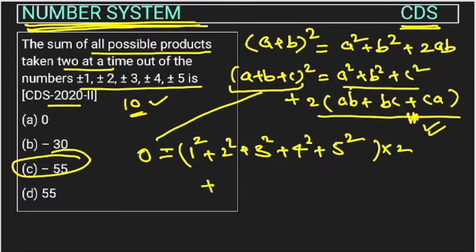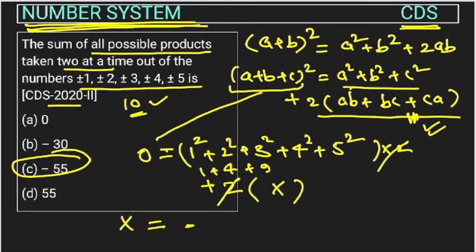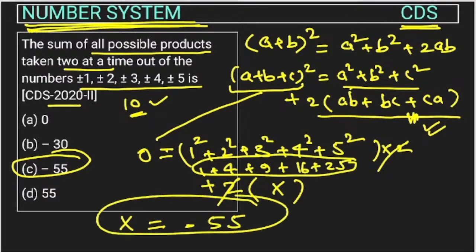Plus 2 will come from here also, right? And here we will get the multiplication of all 10 values. So we are denoting it with x, right? So this will go that side, this 2 we can remove, right? So x will be equal to, this will come to the left hand side, then it will become negative, right? And the total of this will be 1 plus 4 plus 9 plus 16 plus 25, so the total will be 55. So this will become minus 55. So the answer will be 55, right? So anyway you can solve it, okay? But this is a very good question.